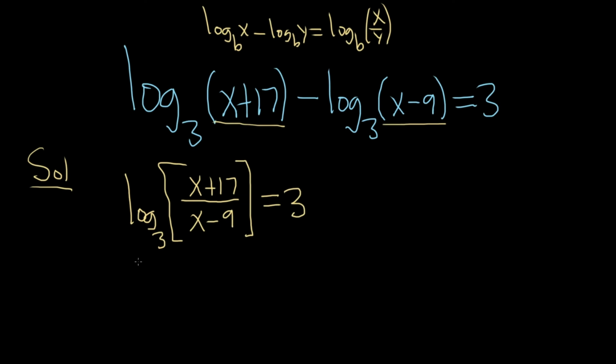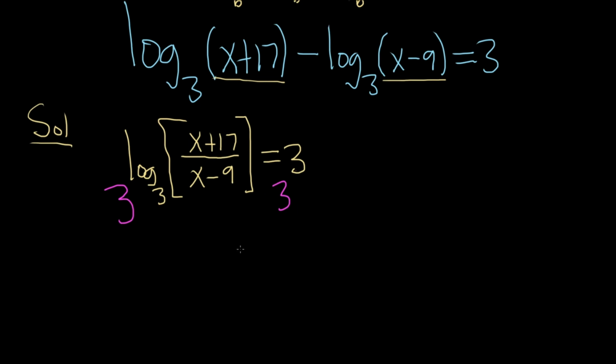So now we just need to get rid of the log. What you can do to get rid of the log is something called exponentiation. Because the base here is 3, you put a 3 here. So now this whole thing is your exponent. Same thing here, you put a 3 here. So now this 3 here is your exponent.